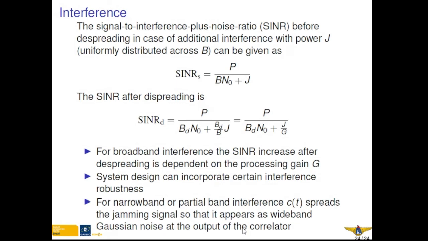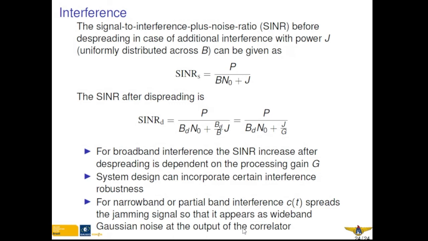The SINR increase after the spreading is dependent on the processing gain. So the higher the processing gain, the better our robustness to broadband interference. And the system design can now incorporate certain interference robustness also.